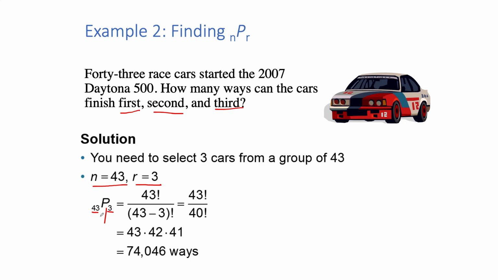Again, nPr, the formula is n factorial over n minus r factorial. So that's 43 factorial over 43 minus 3, which is 40 factorial, and I get 74,046 ways. Again, always remember, when we're talking about permutation, we're talking about a situation where the order in which the choices are made actually matters.